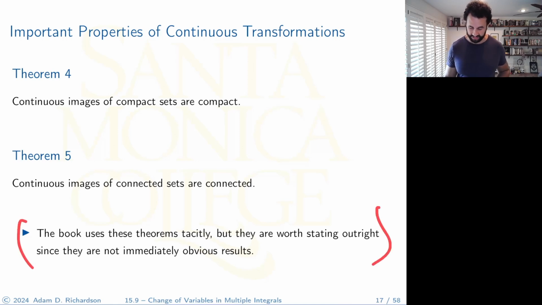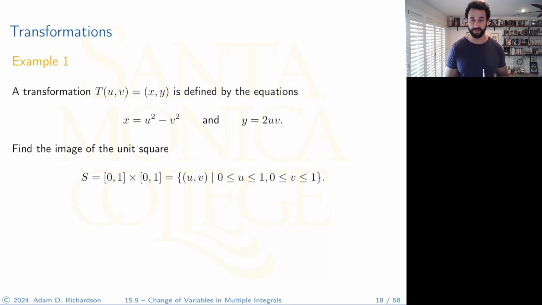All right. So the book uses these theorems tacitly, but I feel like they are worth stating outright so that you can make sense of what's happening here. These are powerful results. They're what makes all of this nice. That's the best way to put it. So if it's going to make something nice, we should explain why it's actually valid. All right. Now let's go to an example.